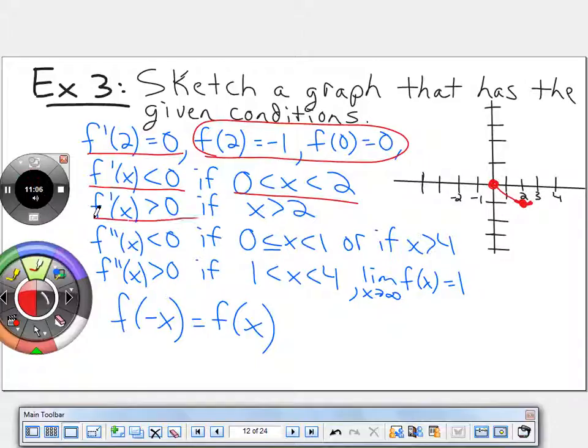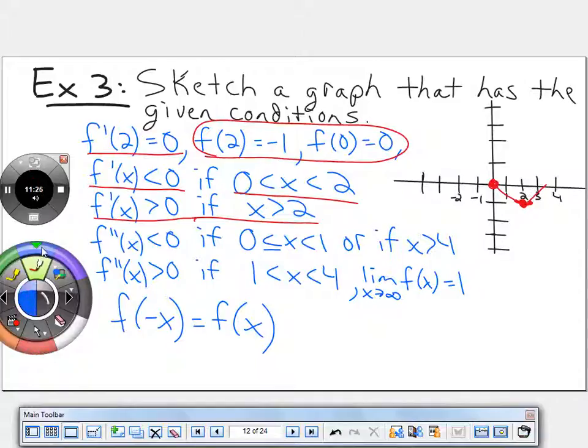The function is increasing because the first derivative is greater than 0. Again, first derivative means how is the function changing? It's the rate of change of the function. So x is greater than 2, it must be increasing. So at least we know it's going up at this point. And then let's see what else we can gather.